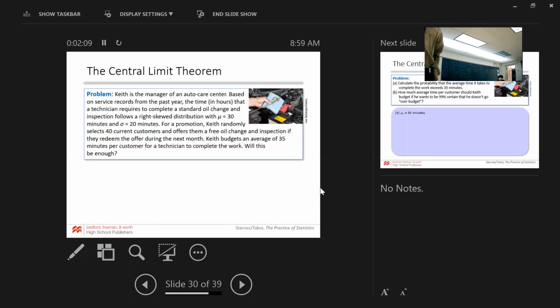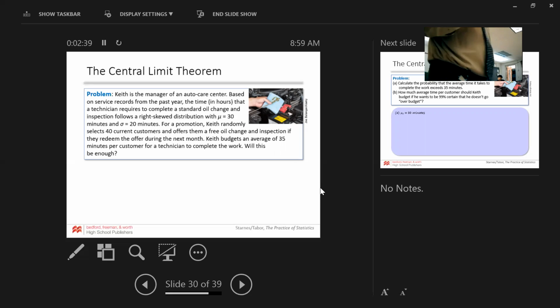So here's an example. The distribution is skewed right. The center is 30 and the standard deviation is 20. You take 40 current customers, so your sample size is 40. And he's going to budget 35 minutes per customer to complete the work. Is that going to be enough?